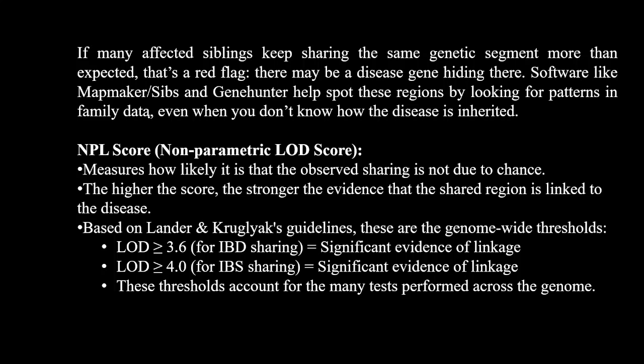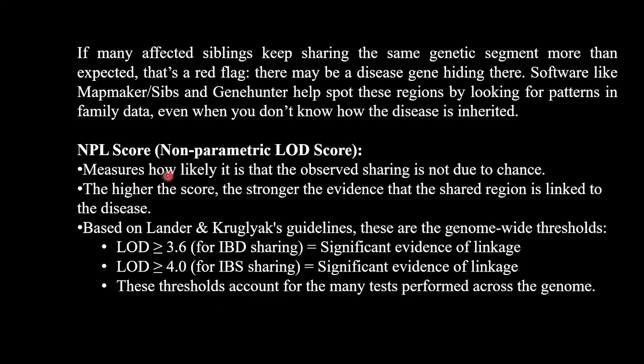So if many affected siblings are sharing the same genetic segment more often than expected, that's a red flag. There may be a disease gene hiding there. Software like MapMaker and GeneHunter help in finding these patterns. An NPL score is a non-parametric LOD score. If the LOD score is more than 3.6, there is a chance of linkage. If LOD is more than 4 in the case of IBS sharing, then there is significant evidence of linkage.